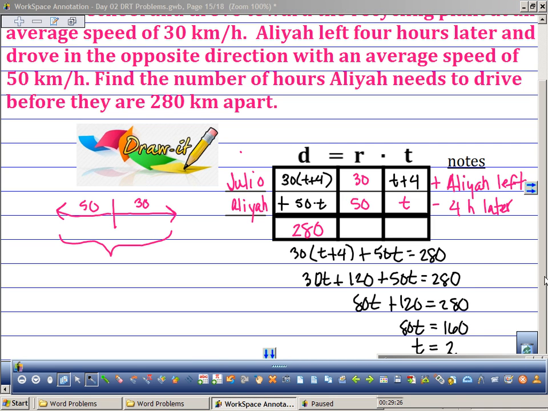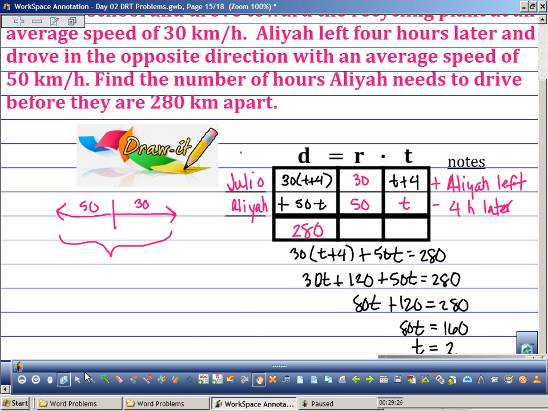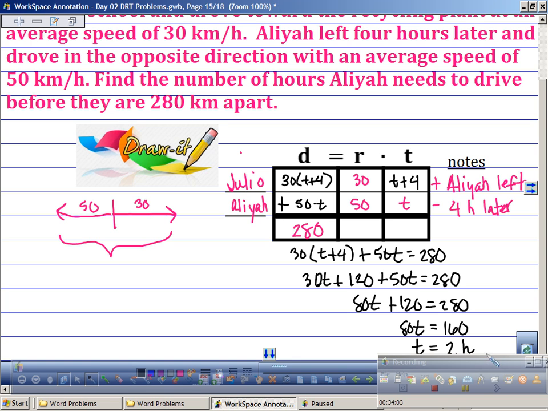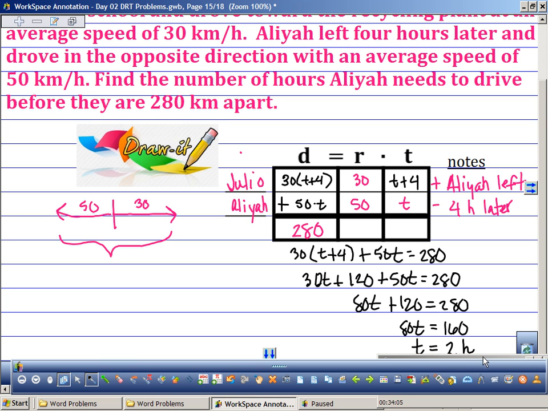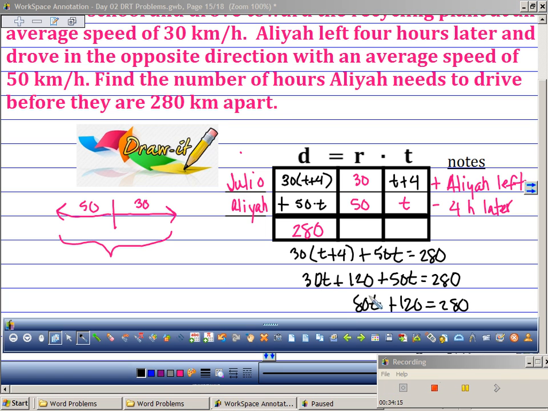2 what? What are we looking for? 2 hours. And 2 hours was what? Whose time? For Aliyah. If Aliyah was 2 hours, then how long did Julio drive? 6. Good job, guys. We'll stop there.